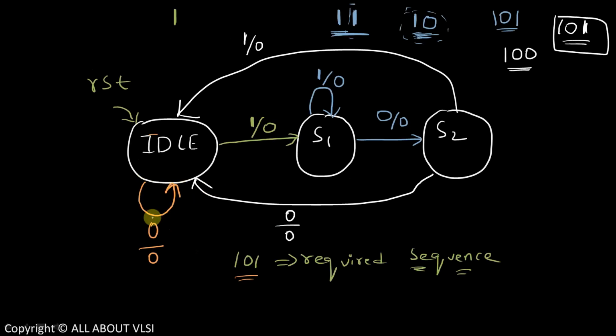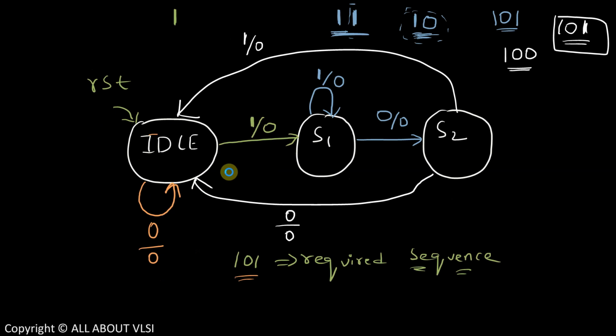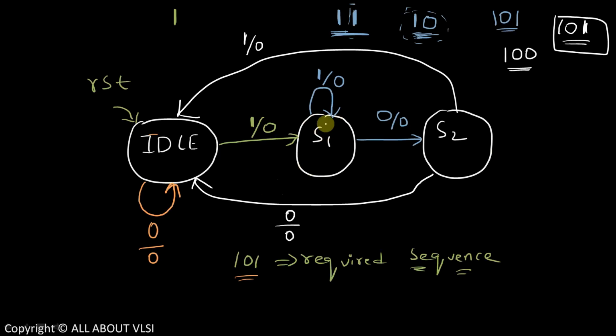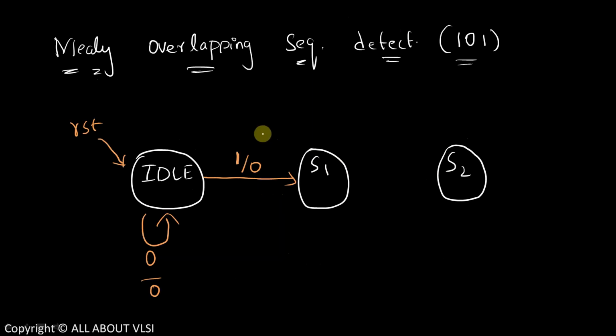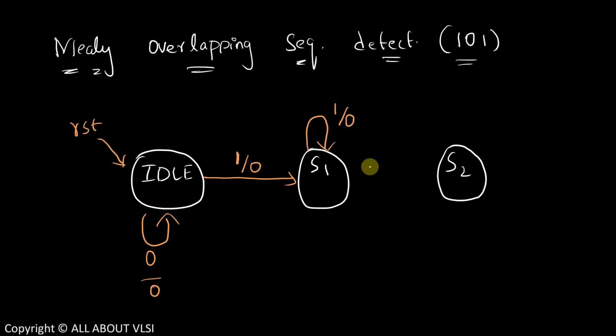If your input is equal to 0 in the idle state, you are going to stay in the same state and your output is equal to 0. If you are in idle state and your input is equal to 1, then you are simply going to S1 state and your output is equal to 0. If you are in S1 state and your input is equal to 1, you stay in the same state with output 0. And if you are in S1 state and your input is equal to 0, you go to S2 state by making your output 0.